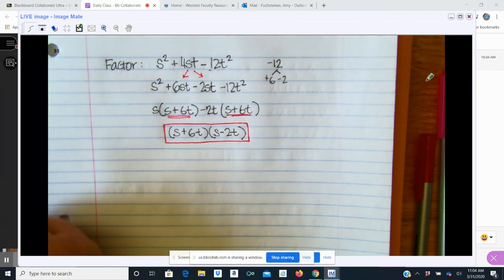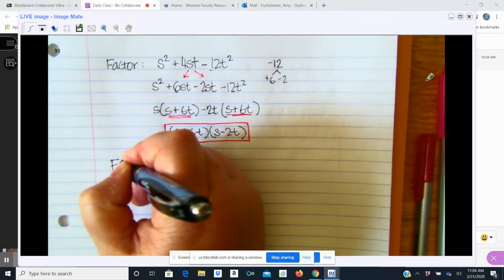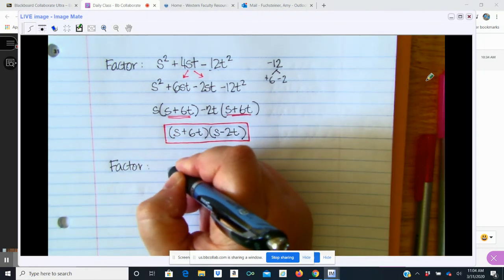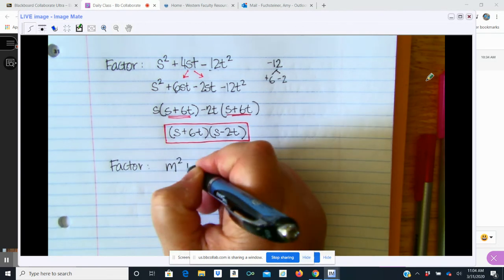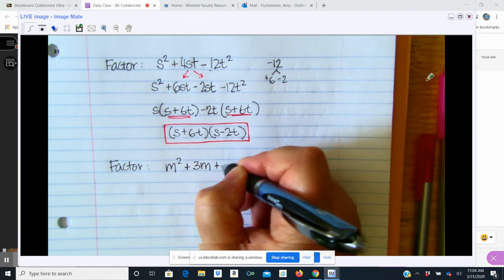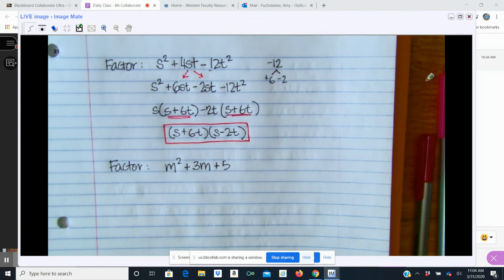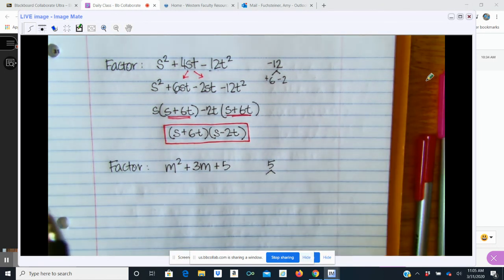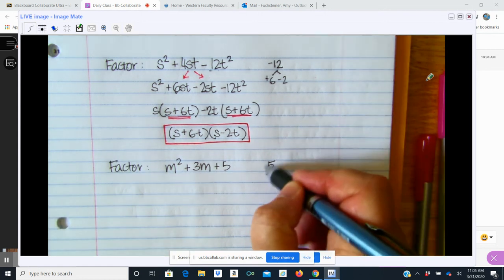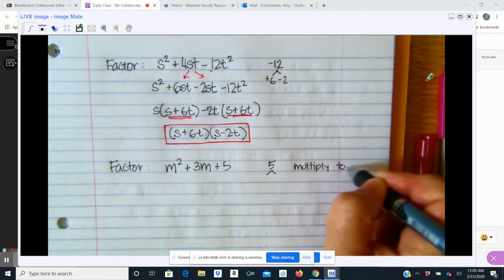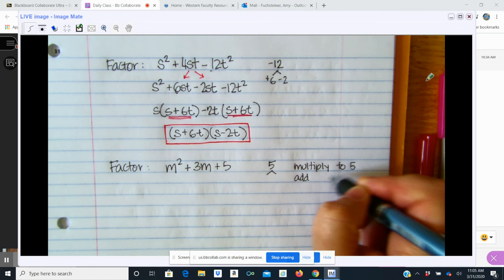Well, we haven't done all the examples yet. There's a couple of things we need to touch on. Okay. All right. So you've brought it up, so we will talk about it. So what happens if you have, let's say, an m squared plus 3m plus 5? So what two numbers will multiply to give you 5, but add to give you 3?